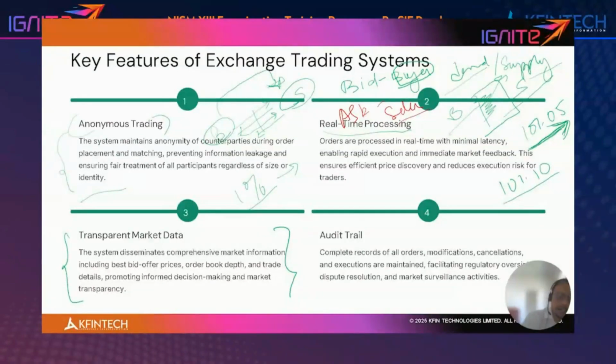Transparent market data: the system disseminates comprehensive market information including bid, offer, price. Again, bid is buyer, ask or offer means seller. Order book depth. What is order book? The buyers will have all their buy orders over here. The seller will have all these sell orders over here. So this is your order book. How many orders are pending to be executed?